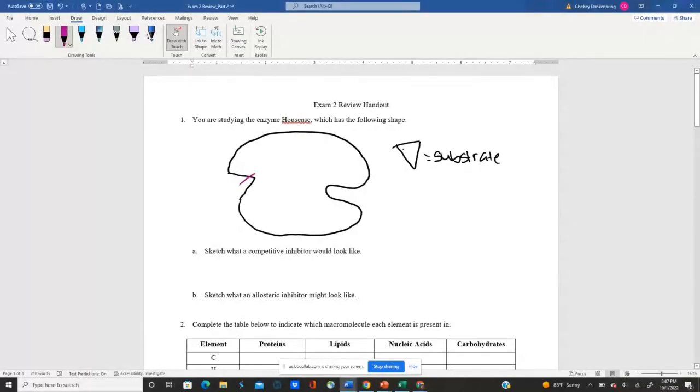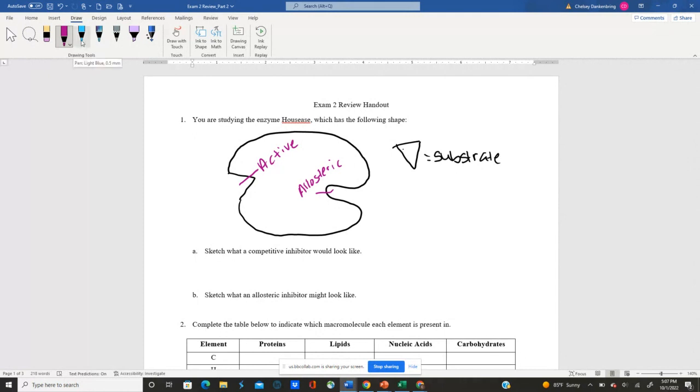There we go. Because my substrate is a triangle, we know the active site must have a similar shape. So by default, we know this other region must be the allosteric site. And remember, the whole point of the allosteric site is regulation, so some sort of inhibition or activation. We don't talk about activation in this class, but just like we can turn enzymes off, we can also turn them on.